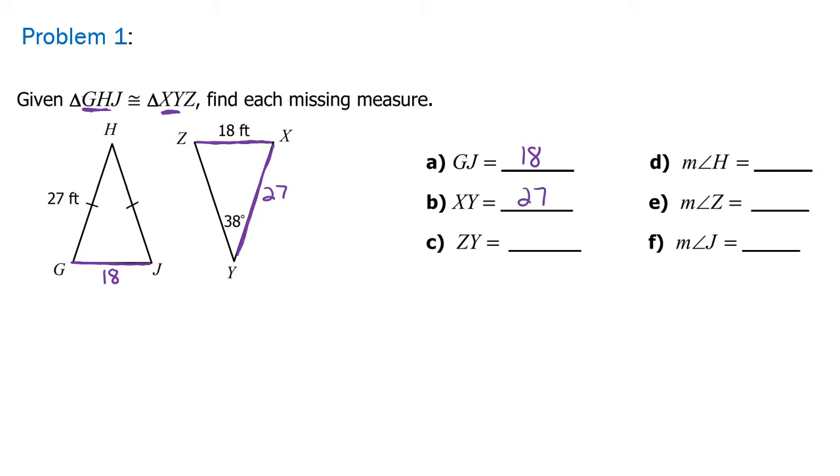ZY. ZY is the last two letters, so it's going to match the last two letters in the other triangle. So ZY is going to match HJ, and we can see that HJ has the congruent mark to its other side. So the length of HG is the same as HJ, which therefore is the same as ZY.